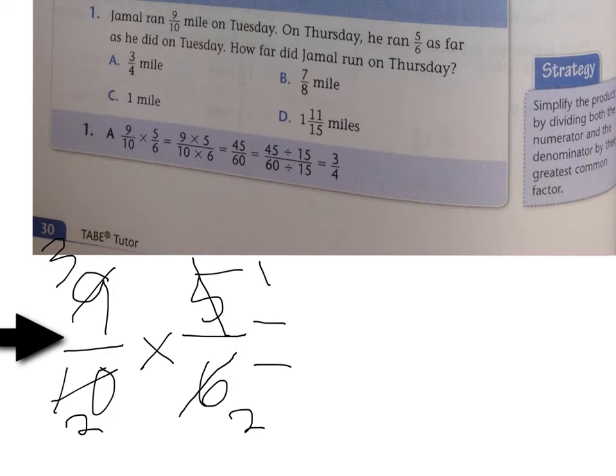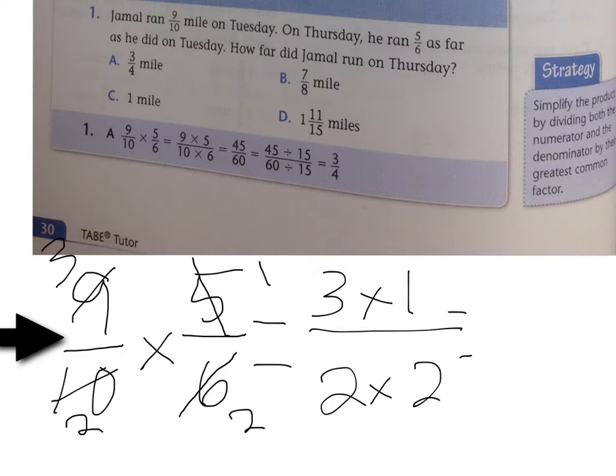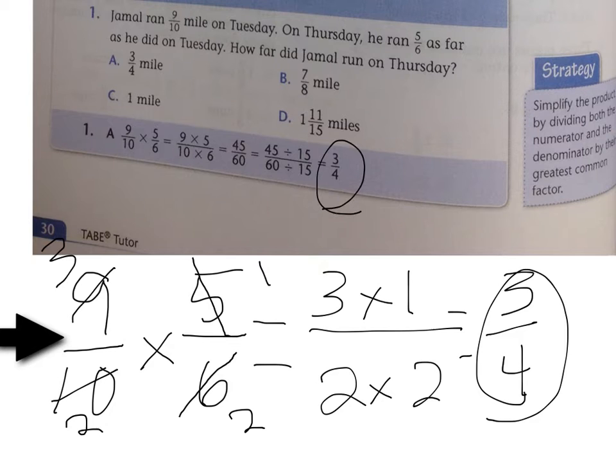And then we just simply multiply these out. So we'll say 3 times 1 over 2 times 2. And then we're also going to get 3 over 4. So you can do these either way. All right. If you have any questions, remember you can email me or call me.